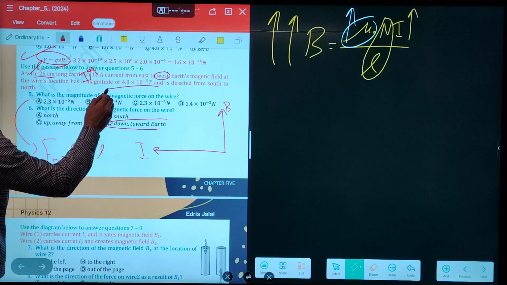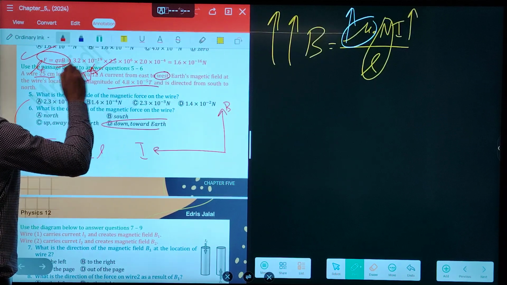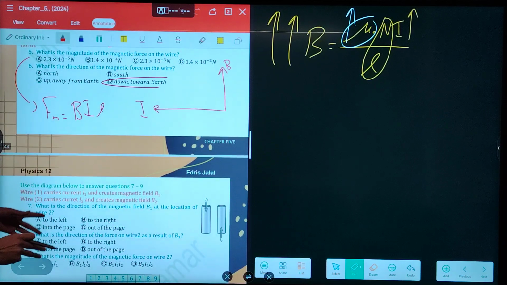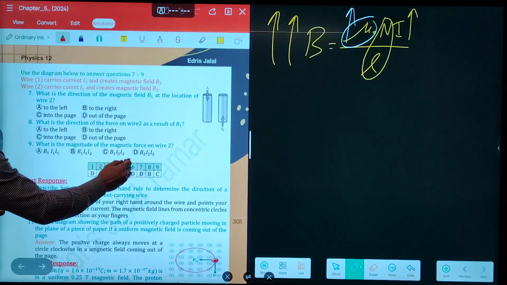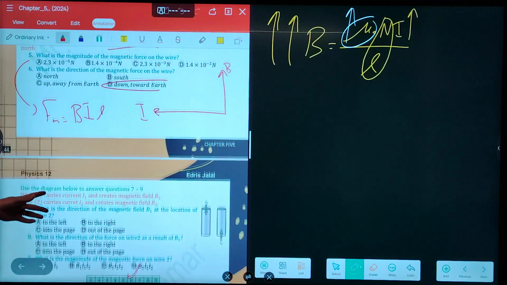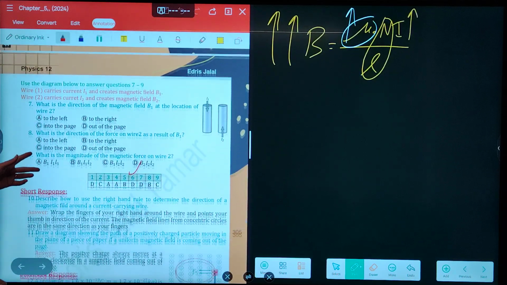B-I-L. Do we have B? Yes. Do we have I? Yes. Do we have L? Yes. So it is direction. Question number 6 is D. Okay, into the page, down toward the earth.